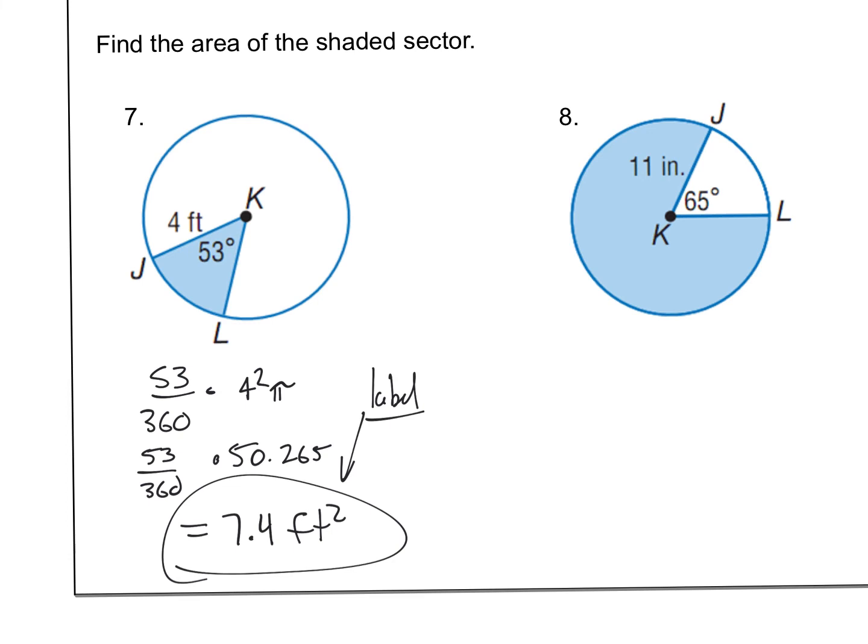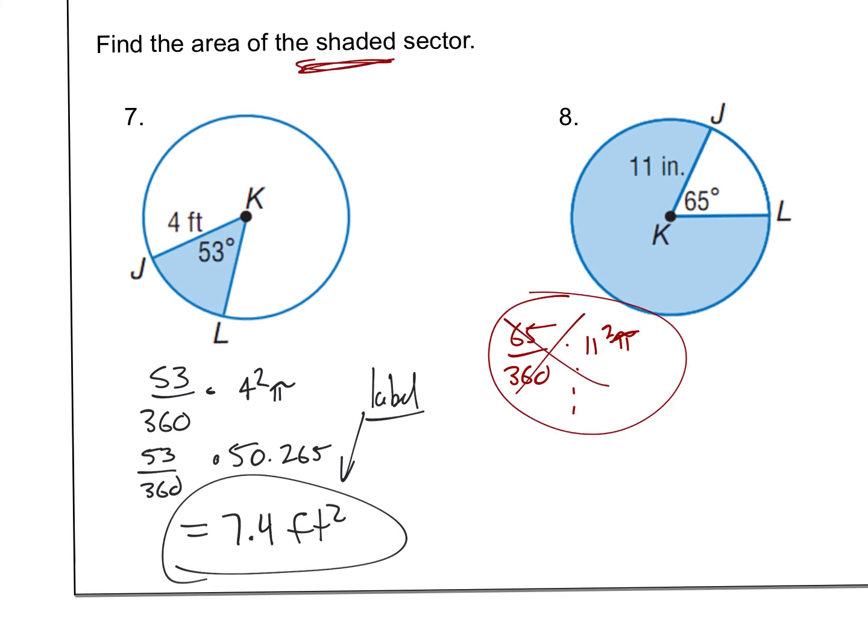All right. Number 8 is tricky because a lot of kids would write, without thinking, 65 times 360 times 11 pi, and off they would go. This is actually wrong. Remember, I want the shaded sector. So I don't want the 65. I want how big this is. So that's going to be 295. That's what I want. I actually want 295 out of 360 multiplied by 11 squared pi.